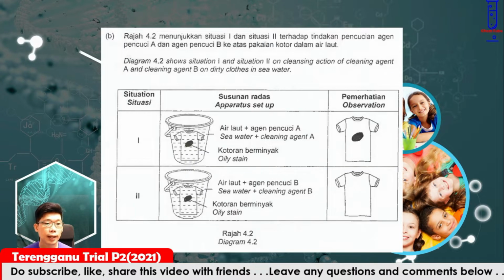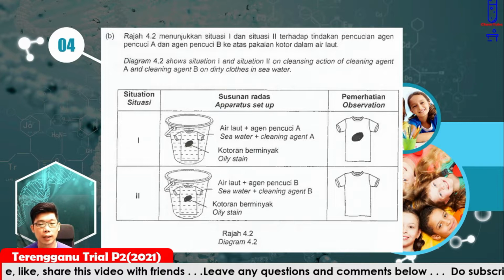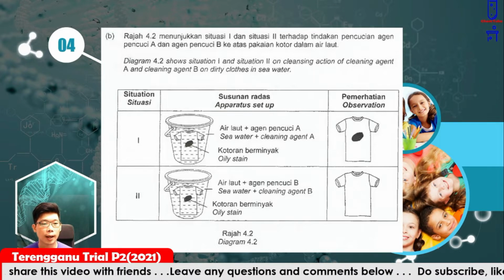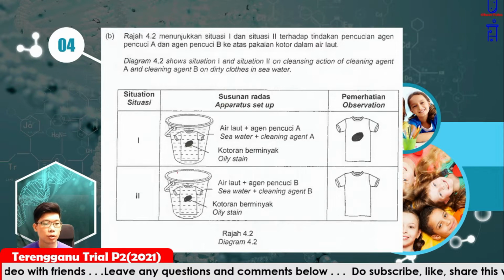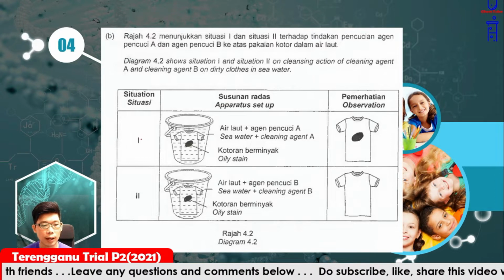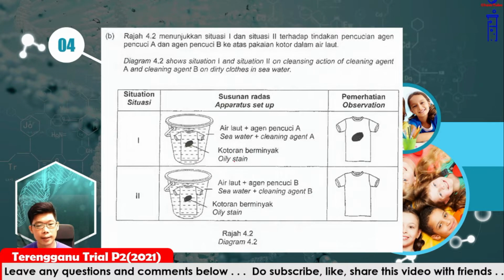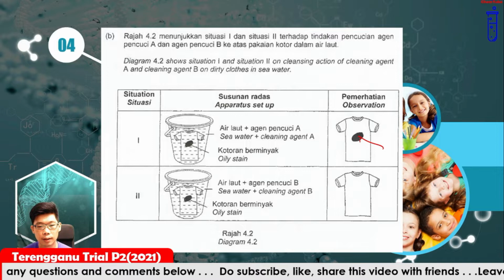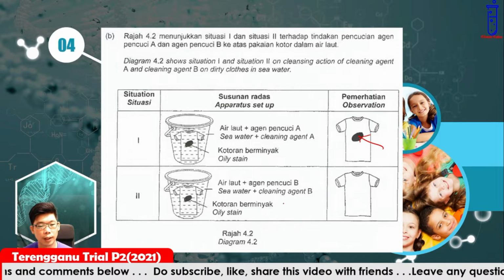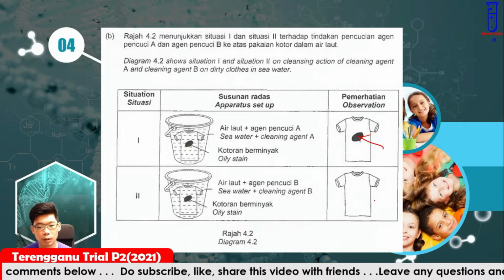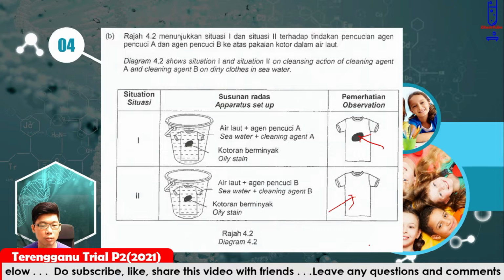Now, a cleaning agent diagram shows situation 1 and 2 on the cleaning action of cleaning agent A and B on the dirty cloth in the seawater. So we look into situation A. The oily stains remain. But for situation B, for the cleaning agent B, no more stains. The oily stains are removed.